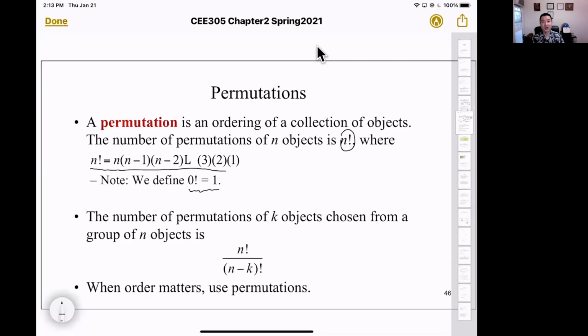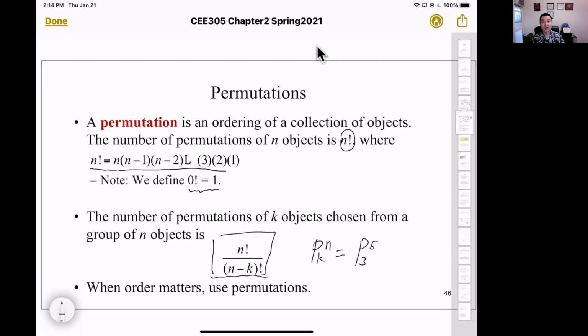So the number of permutations of k objects chosen from a group of n objects is defined as this equation. For the lifeguard example, we can simply write the equation P(n, k). Totally we have 5 lifeguards, and we need to choose 3 lifeguards for the 3 different lifeguard stations. So it is P(5, 3). We pick 3 from the 5 objects.